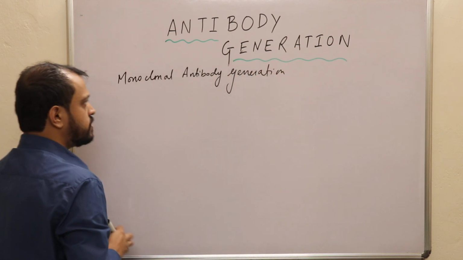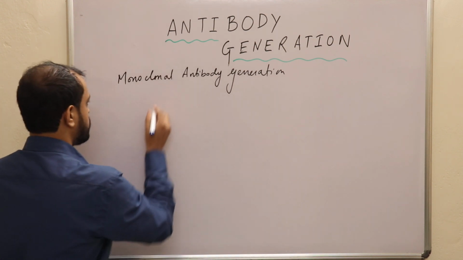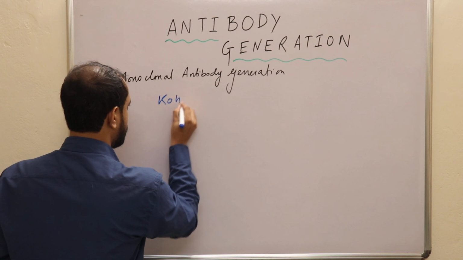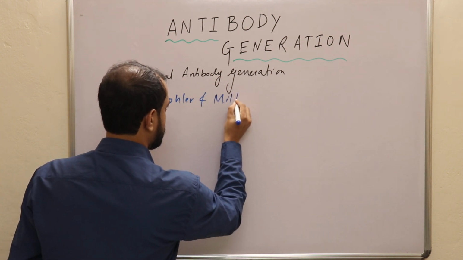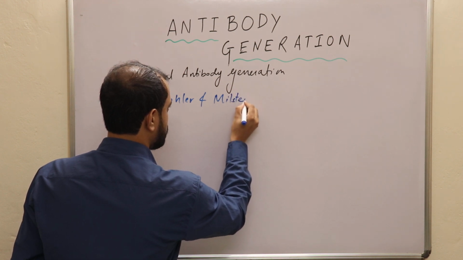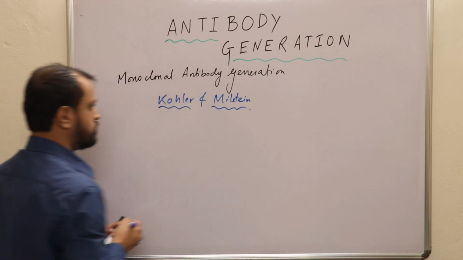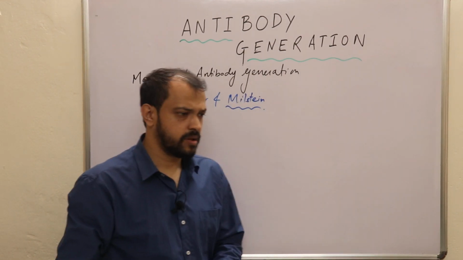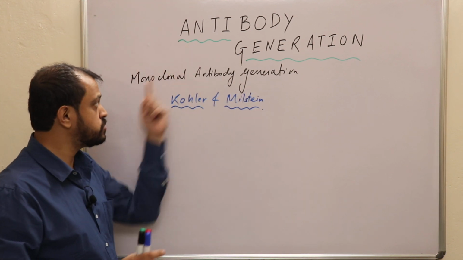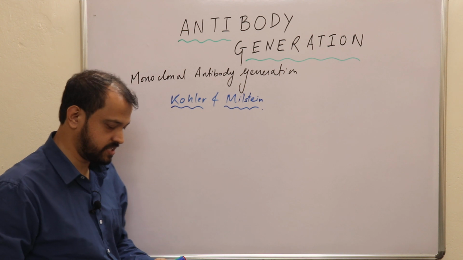Now listen, monoclonal antibody was first produced by Kohler and Milstein. These two scientists first showed the world how to produce monoclonal antibodies. Now listen, before we start, we should know the difference between monoclonal antibody and polyclonal antibody. Then you will understand the basic problem.